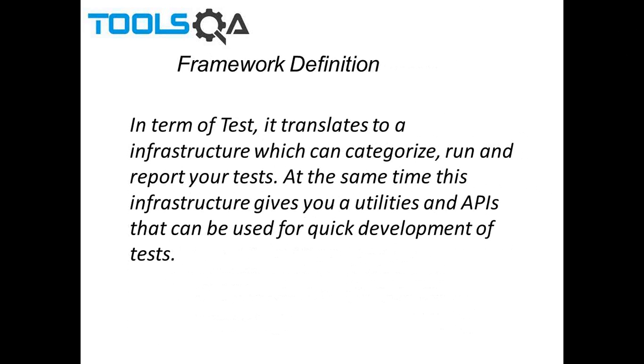In terms of tests, it translates to an infrastructure which can categorize, run, and report your tests, right? So this is what we need from a framework. At the same time, this infrastructure gives you a set of utilities and APIs that can be used to quickly develop your tests, and many people can use your framework to develop tests quickly. So basically, it's a unit that can help you categorize, run, and report your tests, and at the same time it can give you certain sets of utility functions and APIs to do your work faster, right? We will understand these as we start coding, but at this point in time it's just the theoretical part.